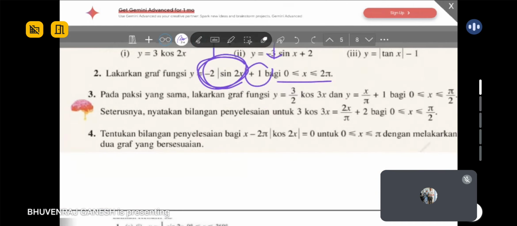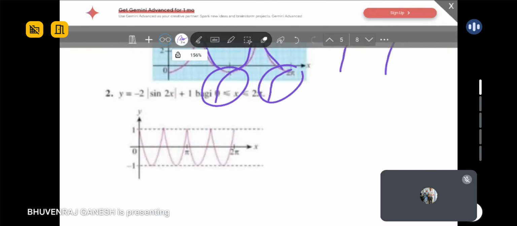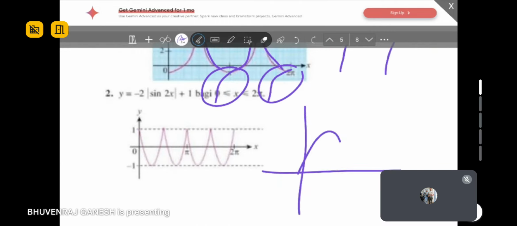So you can start to plot the graph already. Just draw the graph, and your graph will look like this. Okay, so that's why you see the graph is upside down, guys. It's an inverted graph. The normal sine graph looks like this. This is the normal sine graph. But now, because of the negative 2, it inverts. It's flipped, and becomes like this. Okay, guys, do you understand?